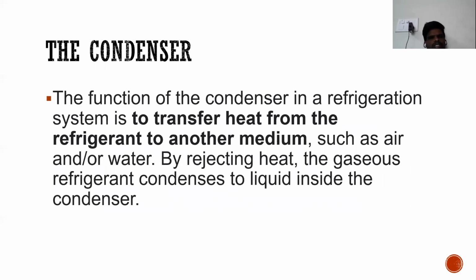Then coming to the condenser, the function of the condenser in a refrigeration system is to transfer the heat from the refrigerant to another medium such as air and water. By rejecting heat, the gaseous refrigerant condenses to a liquid inside the condenser. The main principle of the condenser is phase change. It converts the vapor refrigerant into the liquid state.